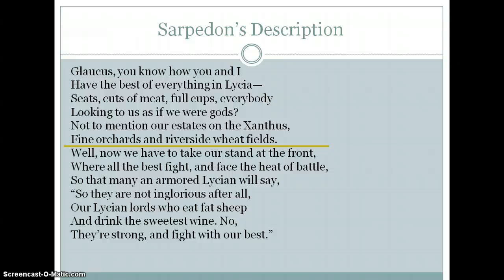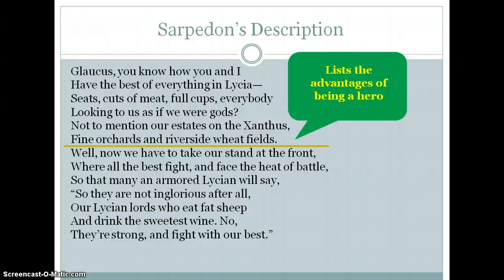This section is divided into two parts. The first part lists the advantages of being a hero. They get the best seats in the house. They get the best cuts of meat. They have lots of wine to drink. Everybody adores them. And they get fine estates with lots of productive fields and orchards. Okay?